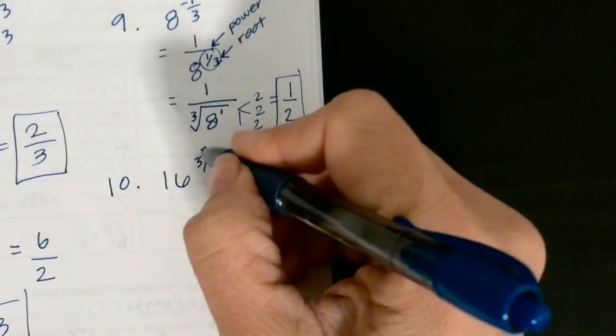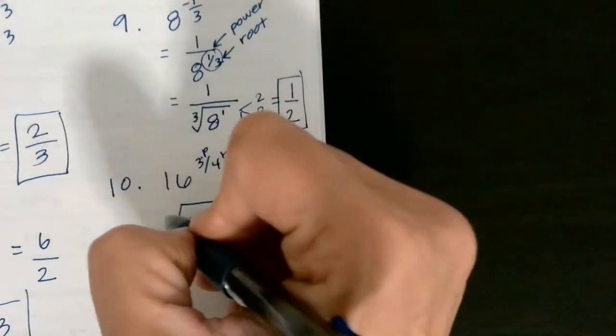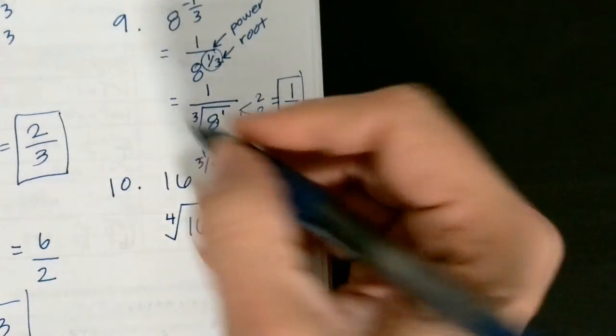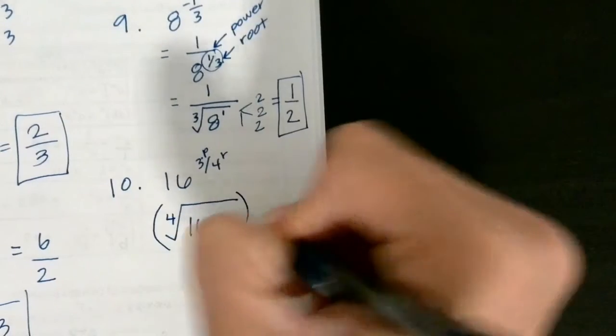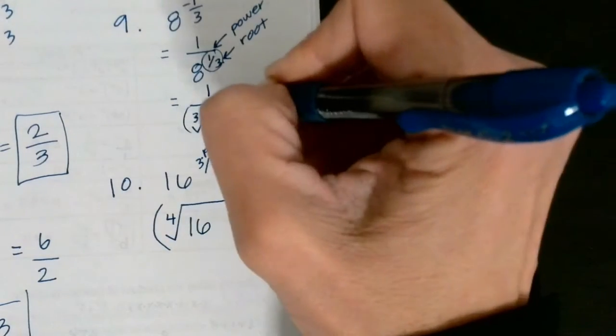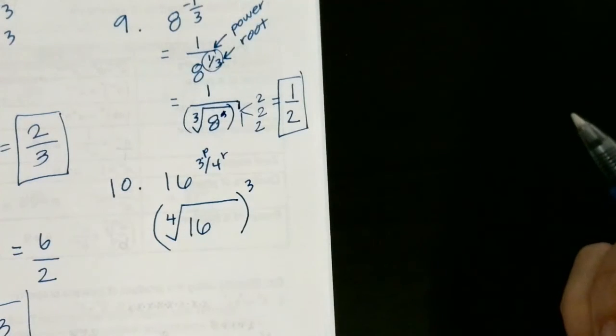Okay, let's do that again. Power over root. So the 16 goes here, the power is the 3, and the root is the 4. We can also put the power on the outside. So I could have also put the power on the outside up there instead of underneath. It's actually easier if you do that.